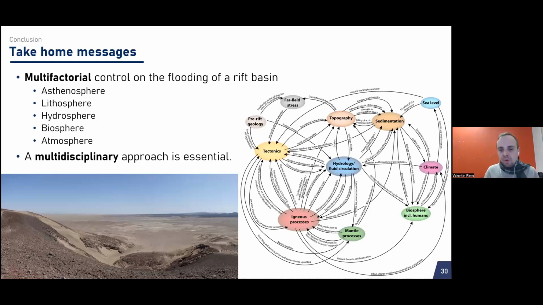A second point is that this presentation highlights that a multidisciplinary approach is essential if you want to understand a rift as a whole. And if we want to understand the mechanisms that control its evolution, we have to be earth scientists and not just tectonicians or sedimentologists or petrologists.